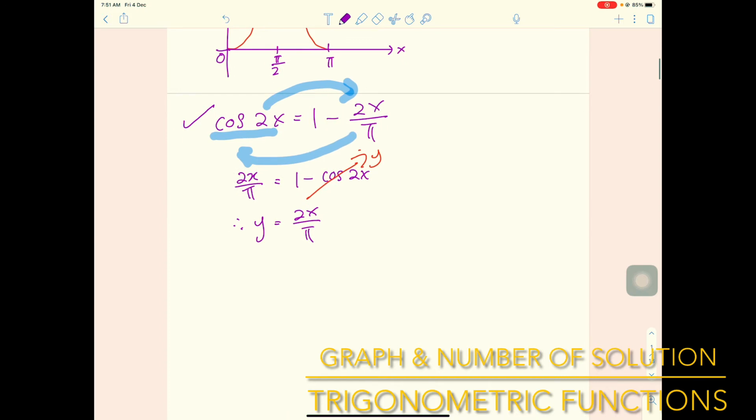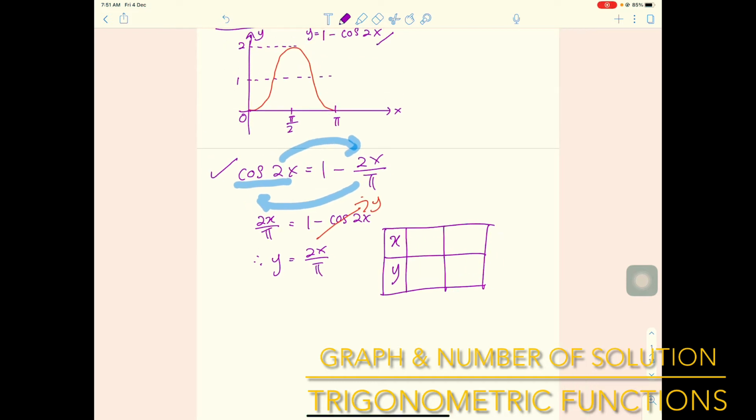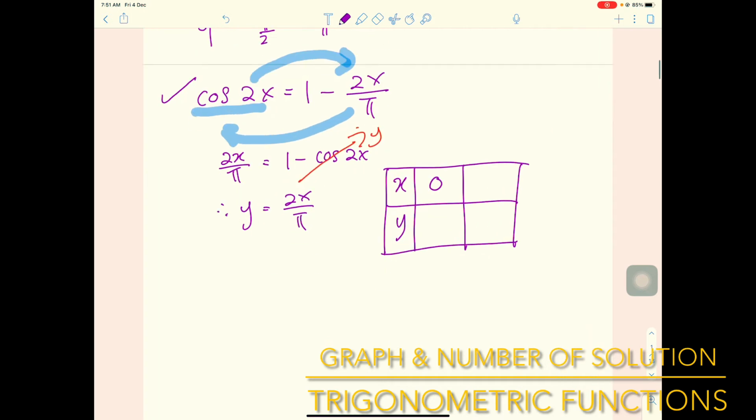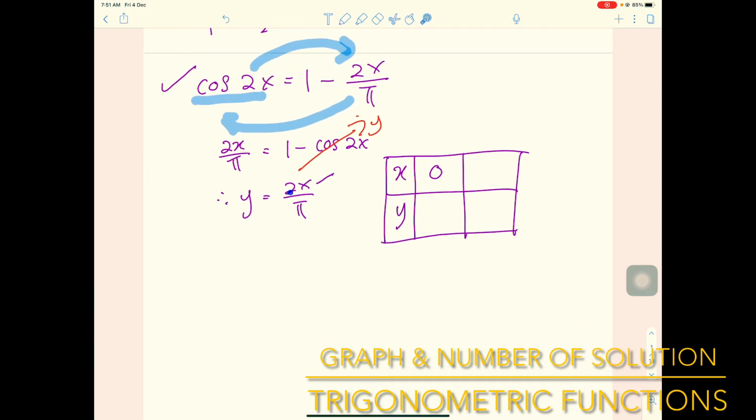And then the next step, draw a table for the value of x and y. Let's say I want to use x equals 0. If x equals 0, then y also equals 0. And let's say x equals pi. So when x equals pi, substitute pi, so y equals 2.